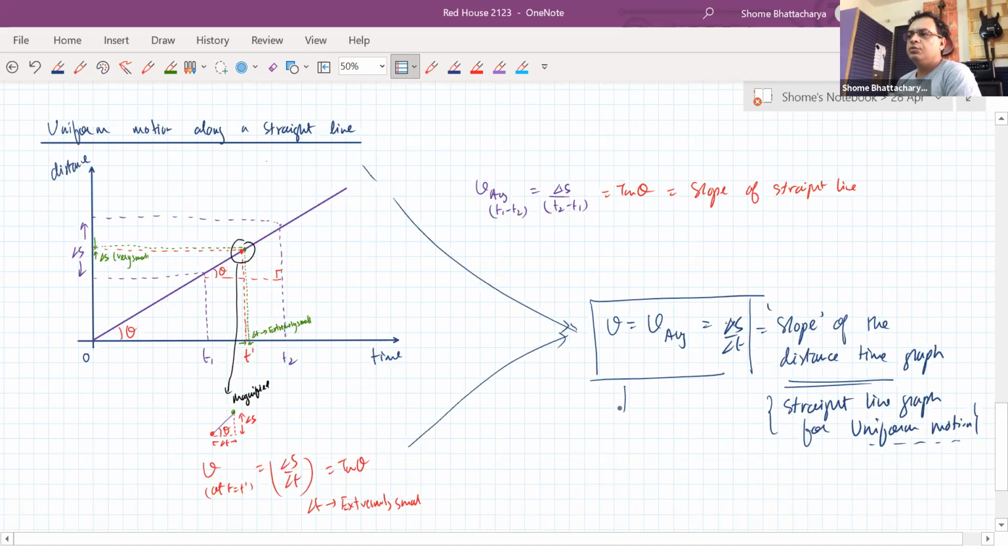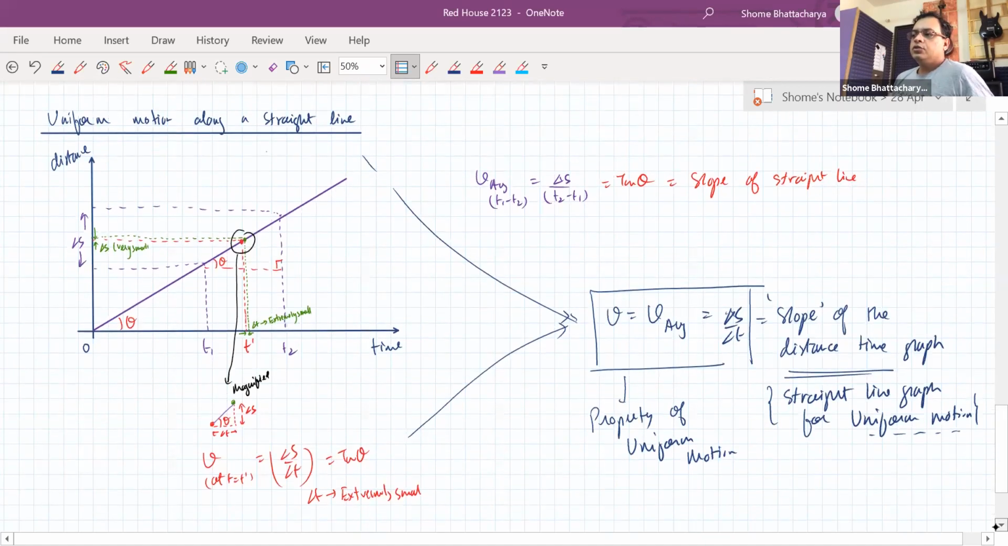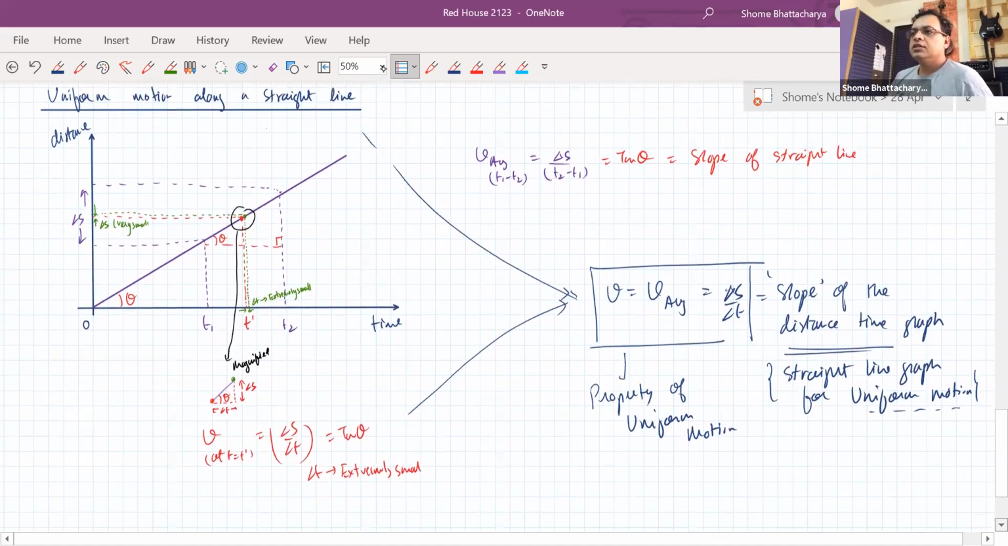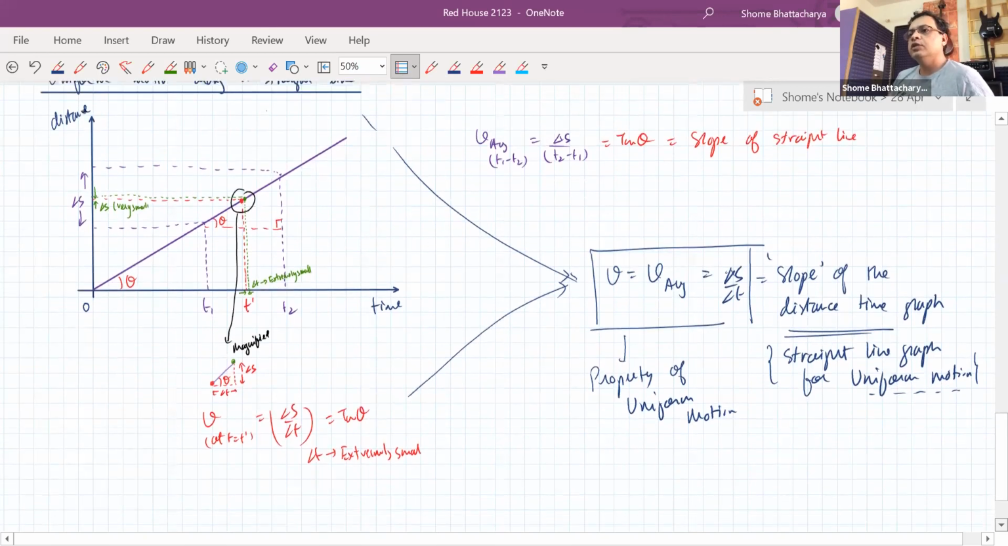Okay, so this is an important property. Can you explain tan theta again? This is a property of uniform motion. Yeah, I'll explain. Let's come back to that tan theta thing, so we'll come back to this. Let's look at the equation of a straight line.